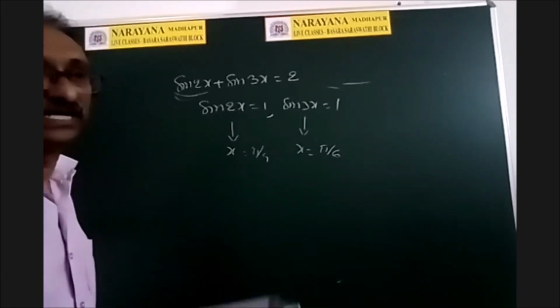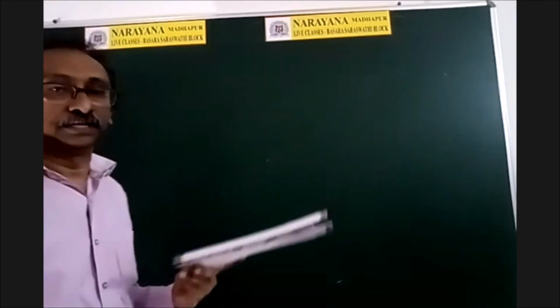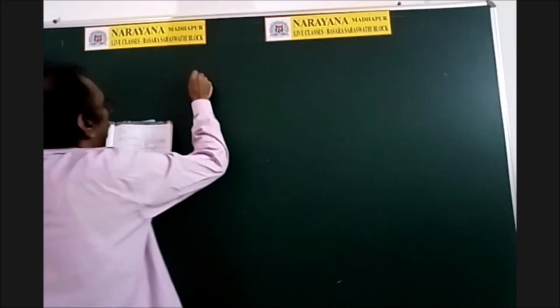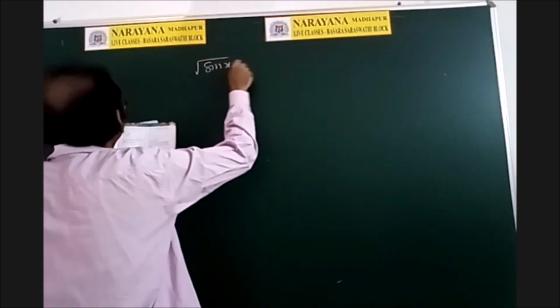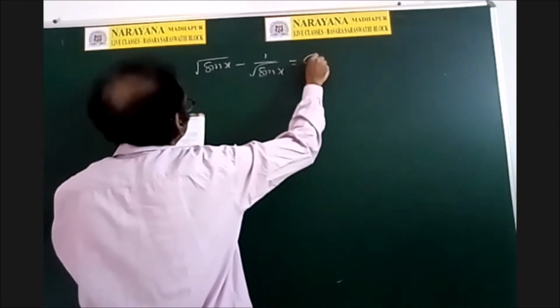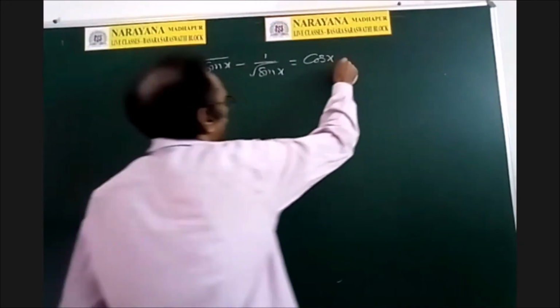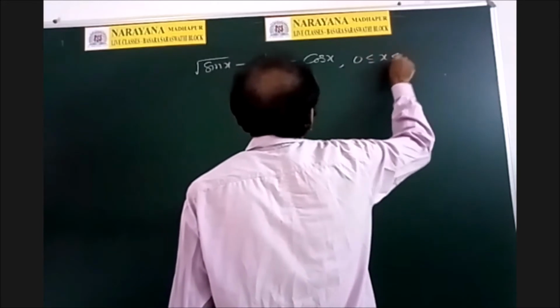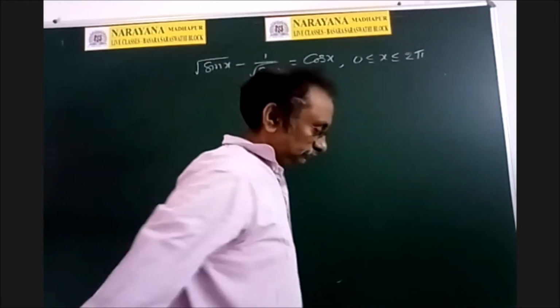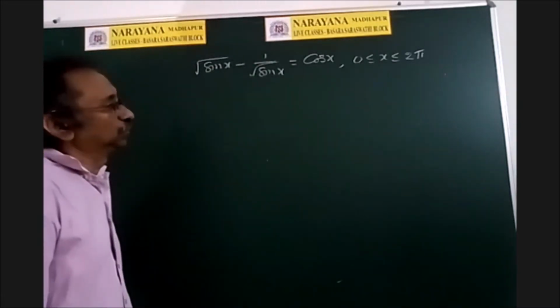See, page number 77, third question. The number of distinct real roots of the equation root sin x minus 1 by root sin x is equal to cos x. So what is the domain? 0 less than or equal to x less than or equal to 2 pi. So how many solutions are there for this equation between 0 and 2 pi?